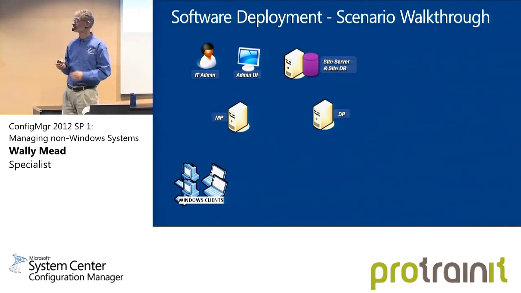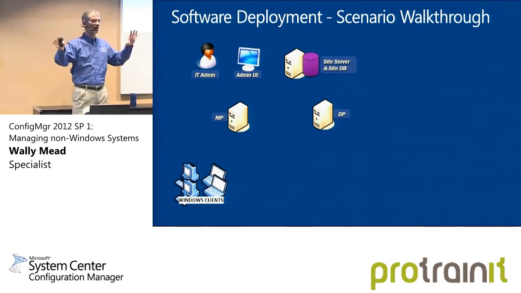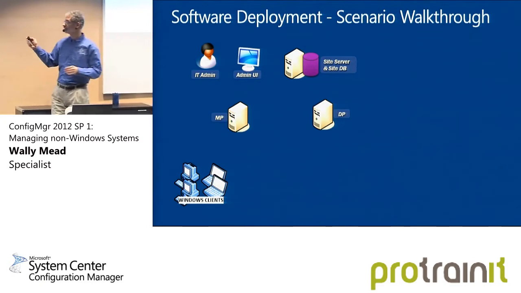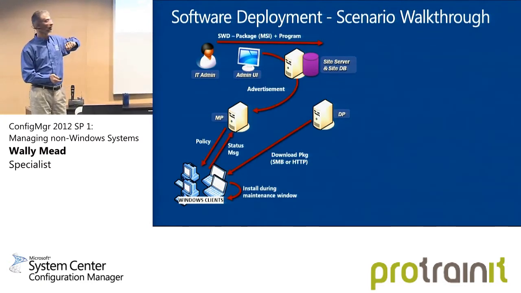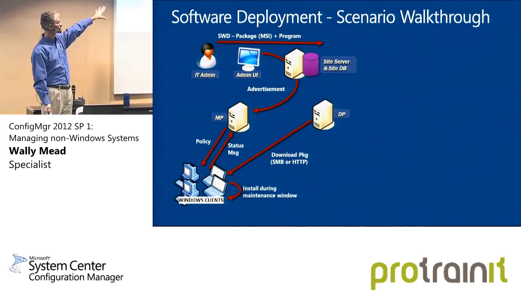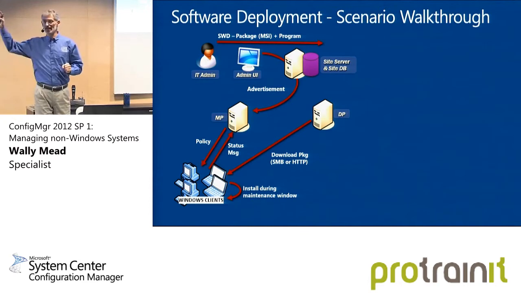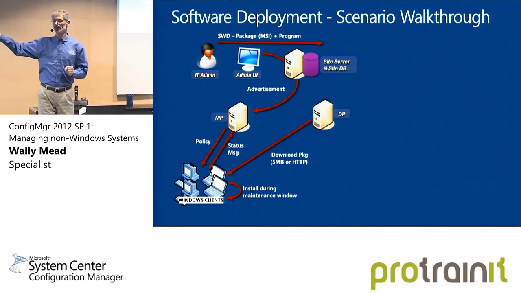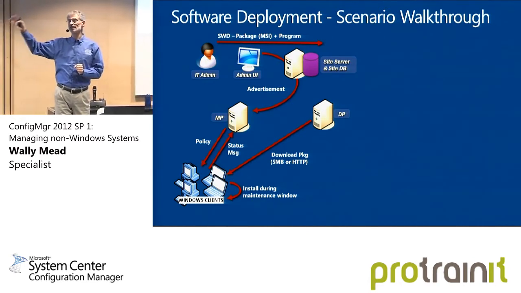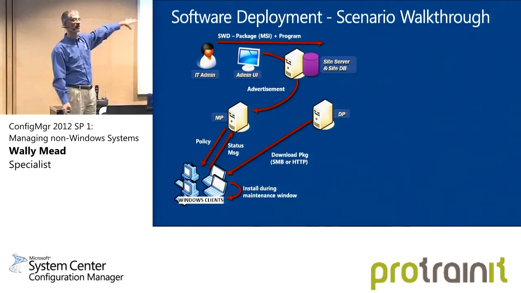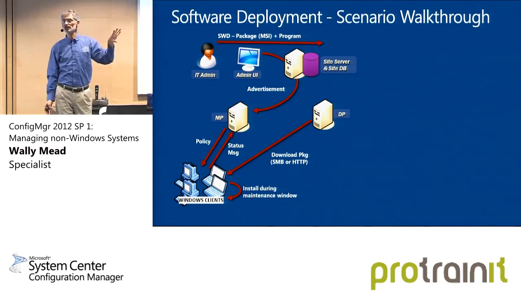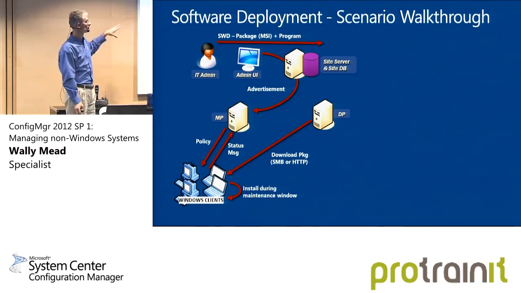So here's a Windows scenario for software distribution, to compare and contrast between the Windows and Linux environments. The first thing you would do is your admin would create a package and program. And that would write some stuff from the console into the site server database. You deploy your software. Here it says advertisement, which is the old ConfigMgr 2007 term. It's now called a deployment. So you advertise your software. The policy is made available to the client through the management point. It comes from the database, but it comes through the management point.